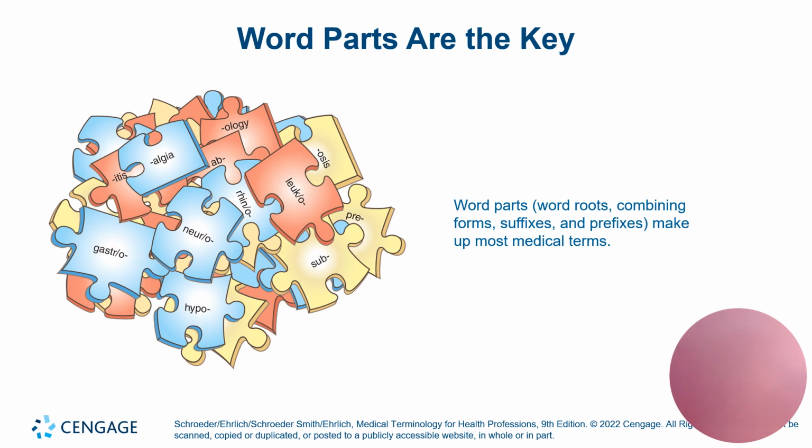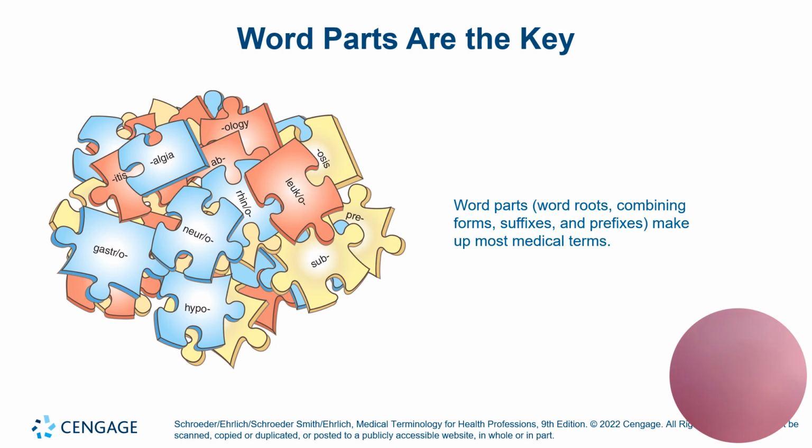Usually, the combining vowel is going to make the resulting term easier to pronounce. When two word roots are joined, a combining vowel is always added to the first word root. A combining vowel is used at the end of the second word root only if the suffix begins with a consonant. A combining form is going to be a word root that has a combining vowel added at the end.